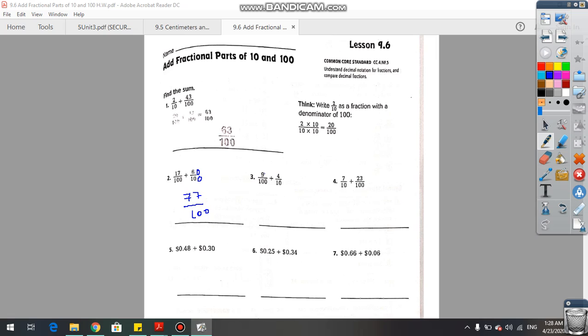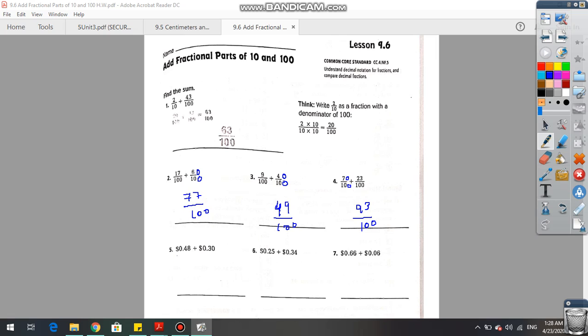Now 9 hundredths plus 4 tenths, I will add 0 here and 0 here to make the same denominators. Now 9 plus 40 equals 49 hundredths. Okay, now obviously I'm going to add 0 here and 0 here, so 70 plus 23 equals 93 hundredths.